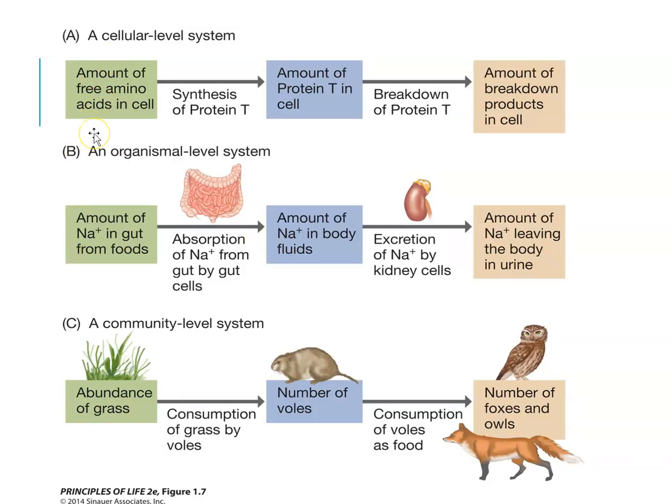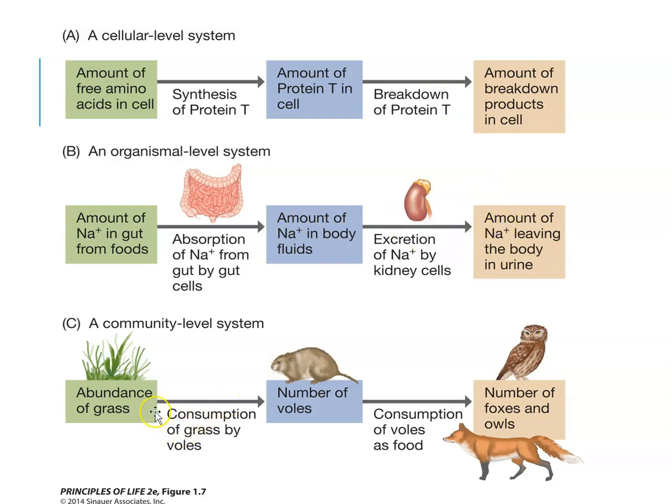This is a feedback, organized systems exist at many levels. And so here's an example of a cellular level, amount of free amino acids. Amino acids make proteins. So you're making protein T. That goes up. So you break down protein T. Okay. Organs can influence levels. It determines the amount of sodium in the body.